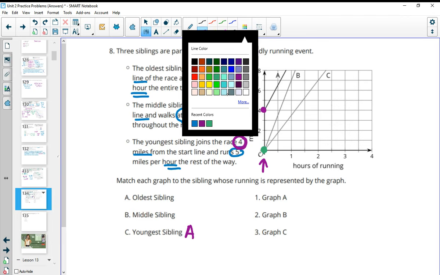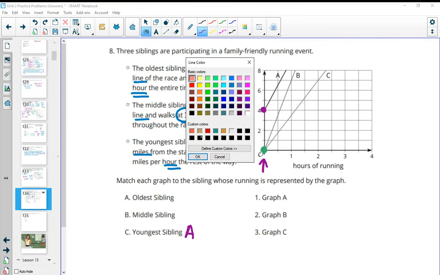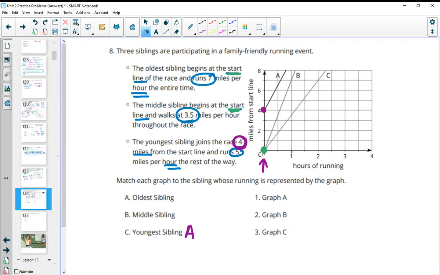Then you can go over to the 1 mile mark. And after 1 mile, this graph was at 3.5 miles. And at this one, they were at 7 miles. So this is in 1 hour. So this tells us their speed. So that means that graph B is running 7 miles per hour, which was our oldest sibling. And then graph C is going at 3.5 miles per hour, which is our middle sibling.